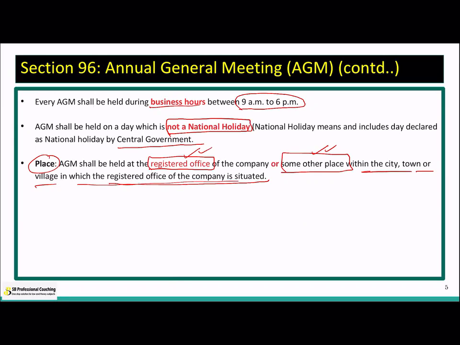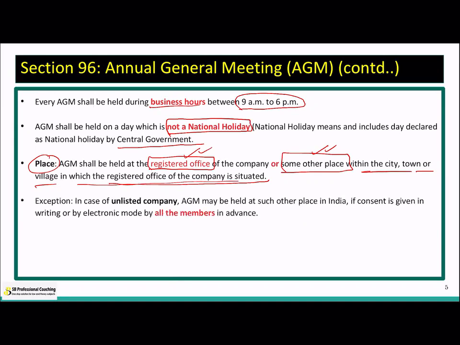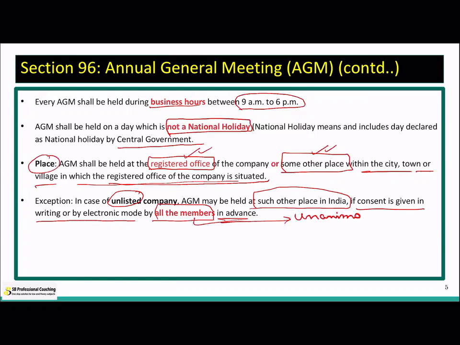But in case the company is an unlisted company, then it can hold it at any other place by writing or electronic mode by all the members in advance. All the members means what? This is about unanimous consent, which means 100% members shall give it in writing. Then an unlisted company can hold the AGM at any other place. Okay, I hope this one is also clear.